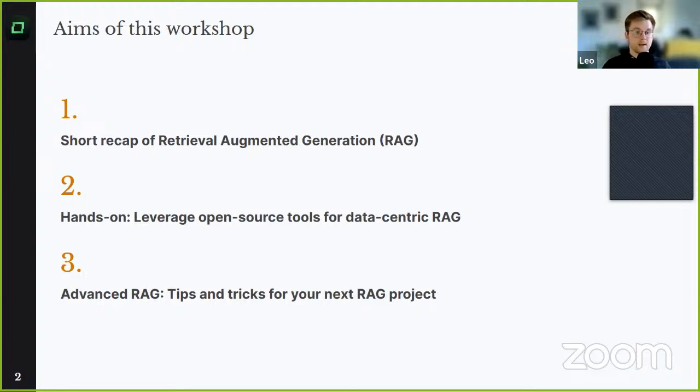We're also going to have a hands-on session where we're going to use our open source tools from Kern AI to build a really cool RAG project. And of course, the goal for this workshop is also to give you some really valuable tips and tricks for your next RAG project. Hopefully by using the Kern AI tools, but if not, then also for other RAG projects as well. So, some general RAG ideas.